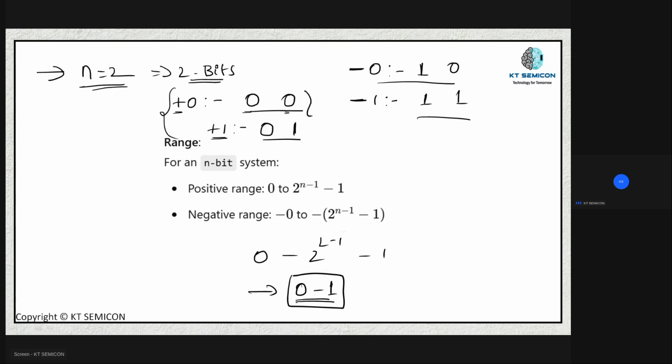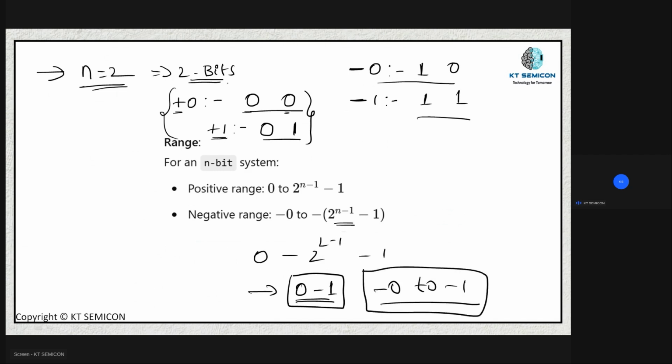And let's say if I want to represent my negative numbers, then I'm going to substitute here in the formula minus 0 to minus 2 power n. 2 power 2 minus 1 is nothing but 2 power 1, so 0 to minus 1. Okay. So this is how I can represent my numbers if I have n is equal to 2.